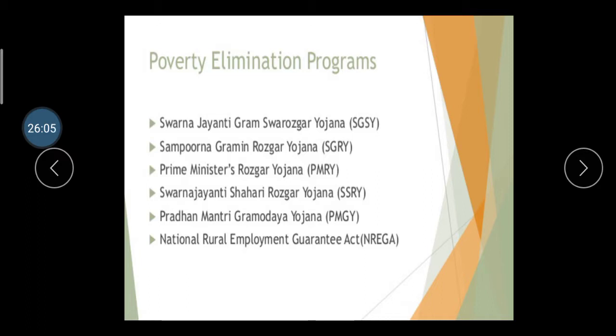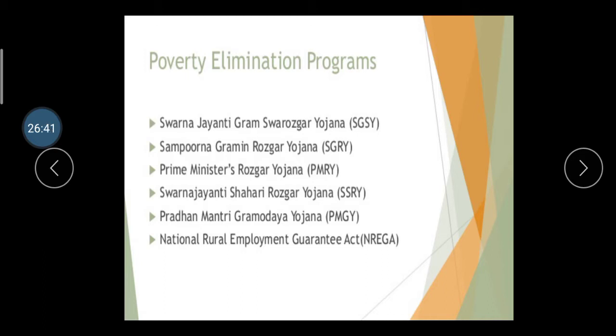Under this Yojana, they provide particular skills to unskilled people, so they can get a job. Then Sampurna Gramin Rojgar Yojana, provided for the rural villages, so that they can easily get jobs. Then Prime Minister Rojgar Yojana, under this they provide some types of courses like IIT, and they also provide a teaching course, so they can easily get their earning, right.